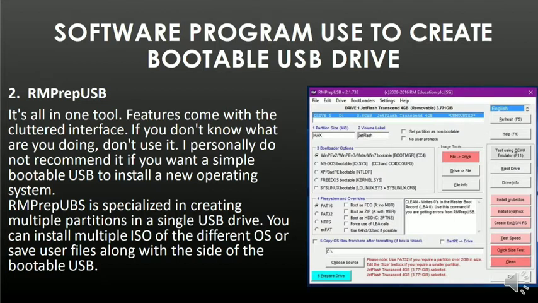Second, RMPrepUSB. It's an all-in-one tool. Features come with a cluttered interface. If you don't know what you are doing, don't use it. I personally do not recommend it if you want a simple bootable USB to install a new operating system. RMPrepUSB is specialized in creating multiple partitions in a single USB drive. You can install multiple ISOs of different OS or save user files along with the bootable USB. Look at the picture.